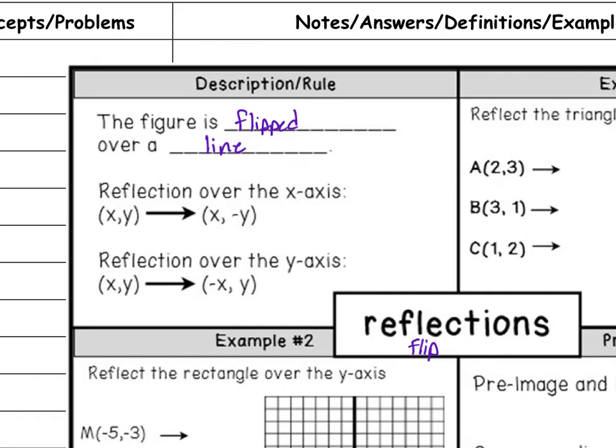And there's a couple rules for it. If it's reflected over the x-axis, the x stays the same and it's the opposite y, so the y sign just changes. If it's reflected over the y-axis, that axis is the mirror, so the y value is going to stay the same, and the x value is just going to become negative, or the opposite value of whatever it is.